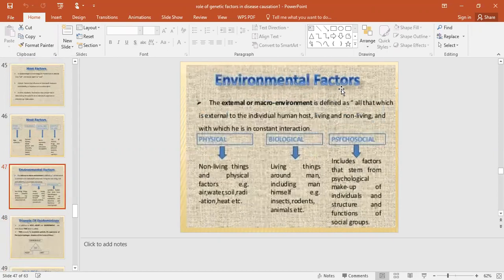Environmental factors. The external or macro environment is defined as all that which is external to the individual human host, living and non-living, and with which he is in constant interaction. Physical: non-living things and physical factors, for example, air, water, soil, radiation, heat, etc. Biological: living things around man, including man himself, for example, insects, rodents, animals, etc. Psychosocial factors stem from the psychological makeup of individuals and the structure and function of social groups.